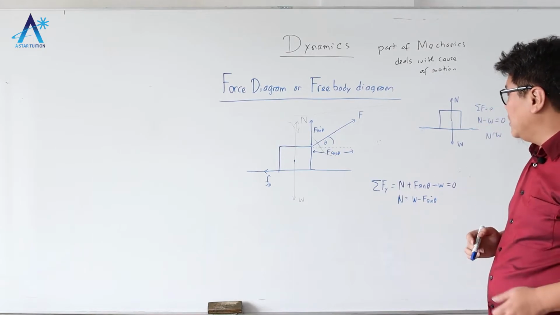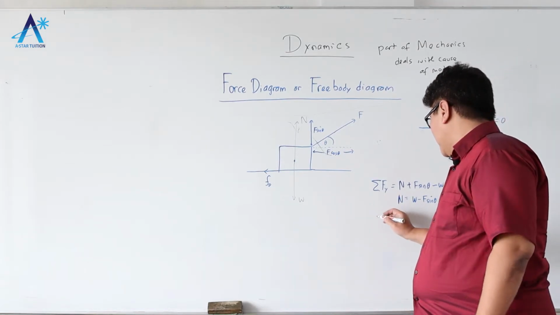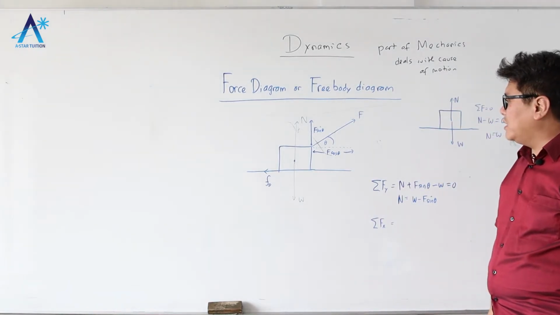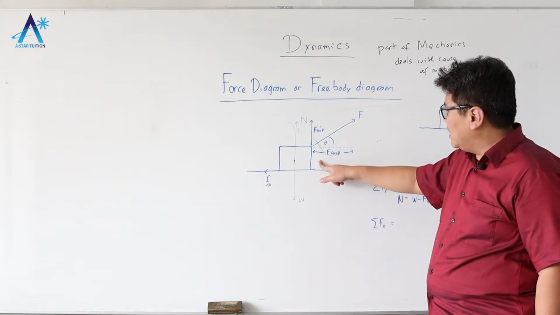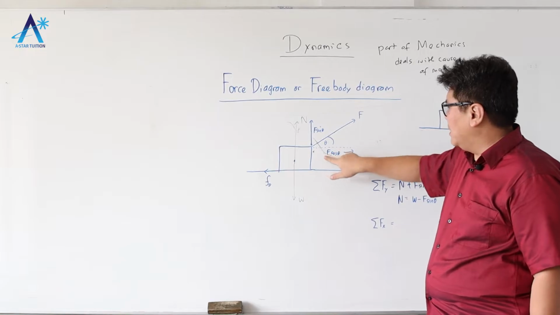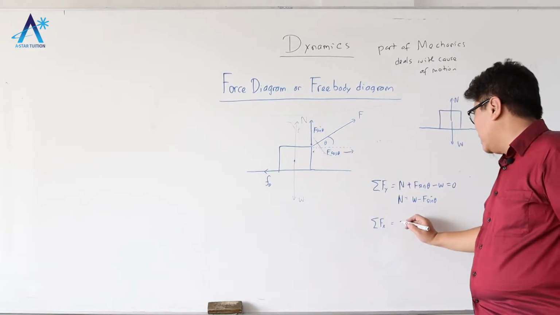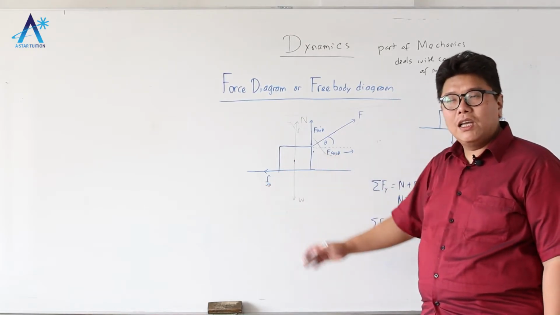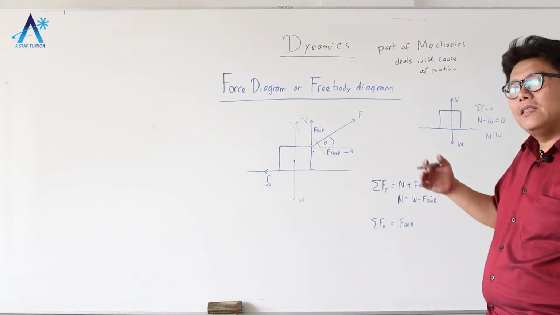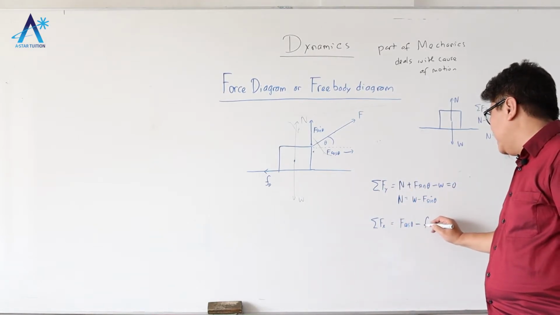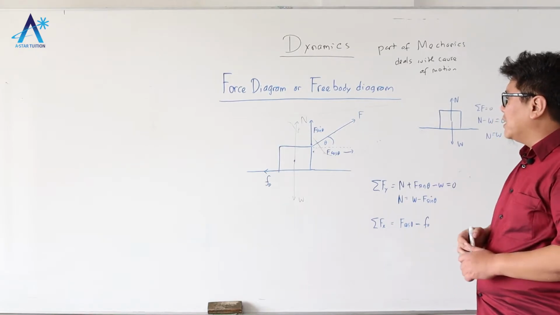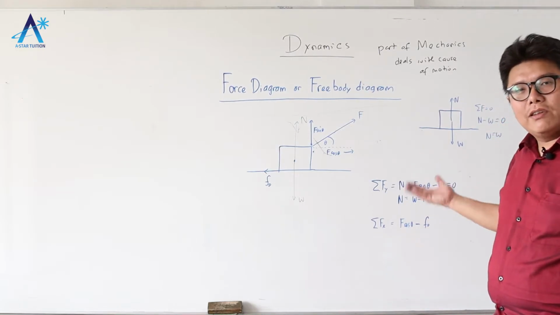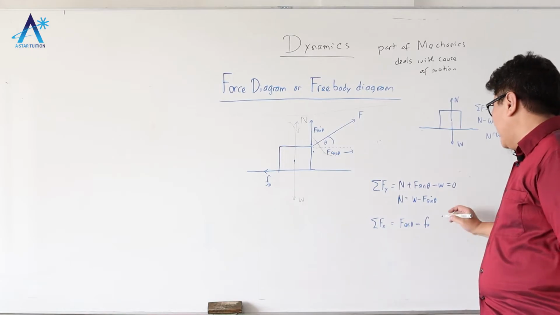On the other hand, the resultant sigma Fx, or the sum of all horizontal forces, consists of F cos theta, which is directed to the right. And there's friction, but friction is always against the motion, or against the tendency of motion. So minus Fd. If the object is moving and F cos theta is greater than Fd, then we say that it's accelerating. Remember, sigma F equals ma.